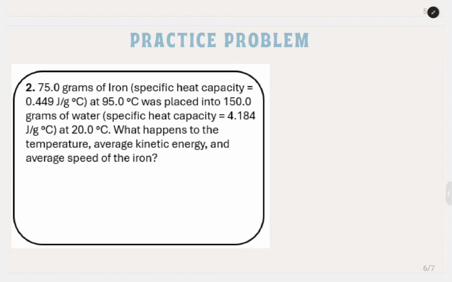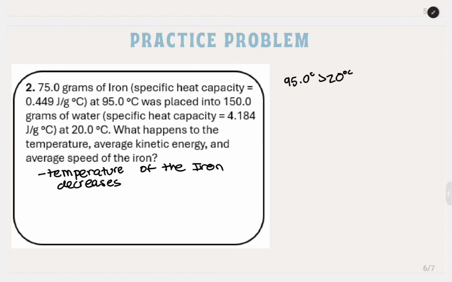So the first thing to note is that the iron's temperature is greater than the temperature of the water. This is a crucial thing to point out when looking at these problems. Because iron's temperature is greater than the water's, iron's temperature will have to decrease to reach thermal equilibrium. Therefore, the temperature of the iron decreases.